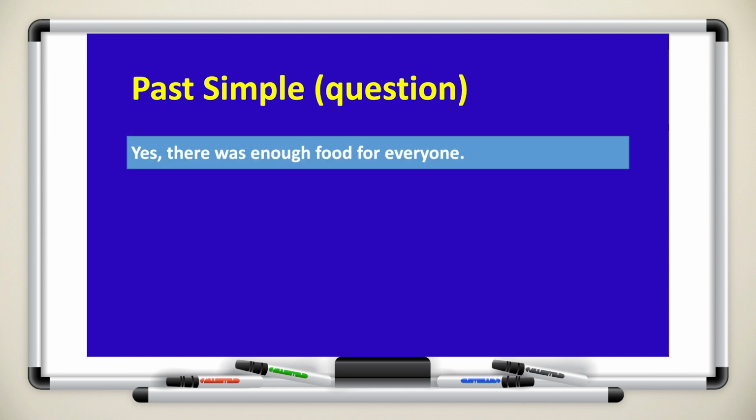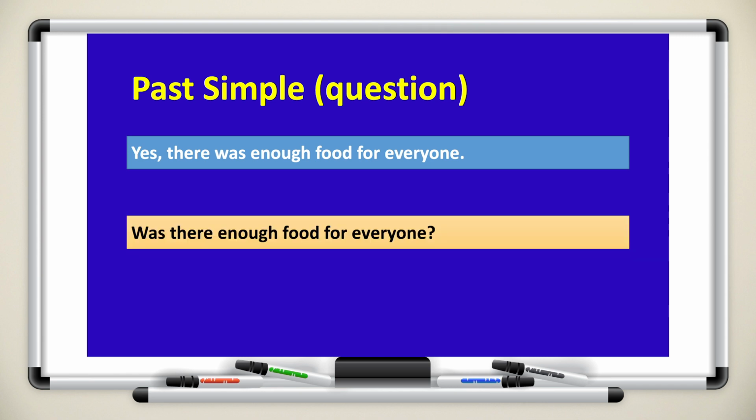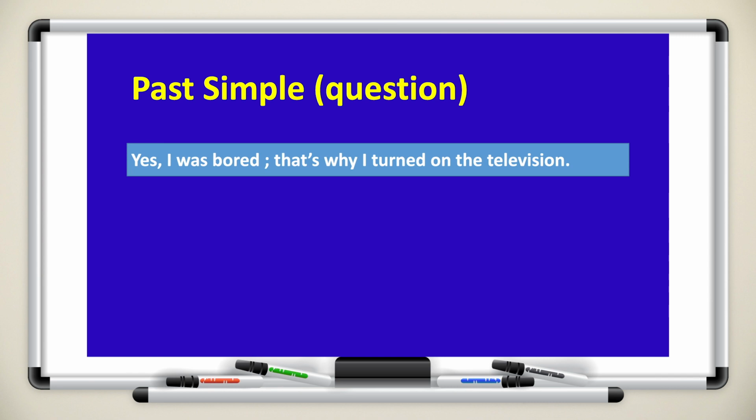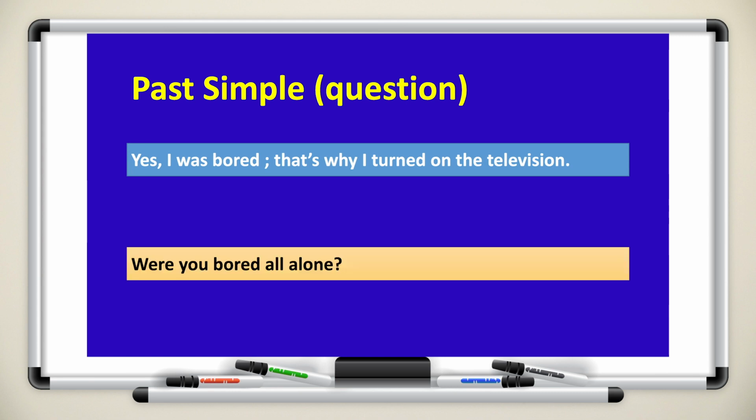Let's take an example. If the sentence or the answer was, yes, there was enough food for everyone, and I want to form a question for it, I will say, was there enough food for everyone? See here, the answer started with a yes, because using was and were for forming questions will give us yes or no answers. Another example, if the answer was, yes, I was bored, that's why I turned on the television, the question will be, were you bored all alone? And that's why I answered this way.